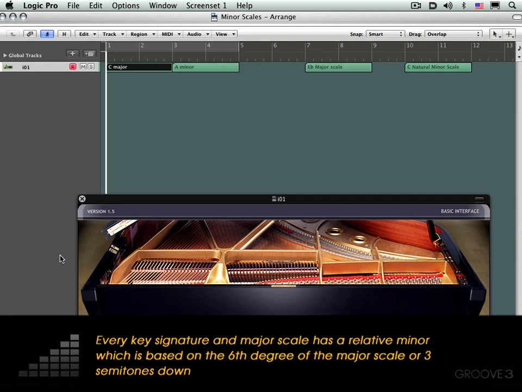So this associated minor scale is built on the sixth degree of the major scale. We call this the relative minor of the major key. So you can always figure out the relative minor of any key signature by finding the sixth degree, or counting down from the root, count down 3 semitones.